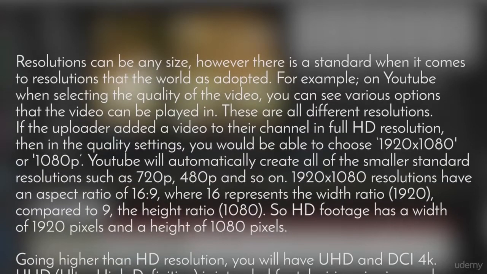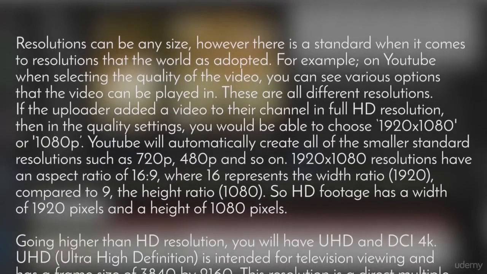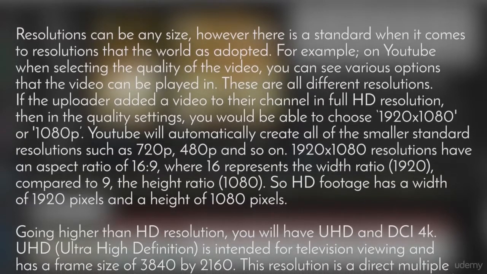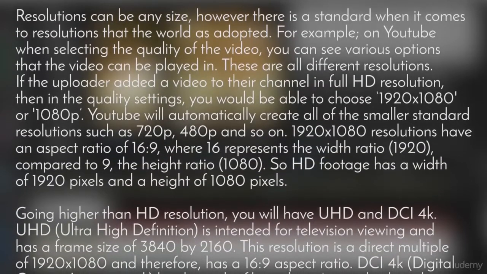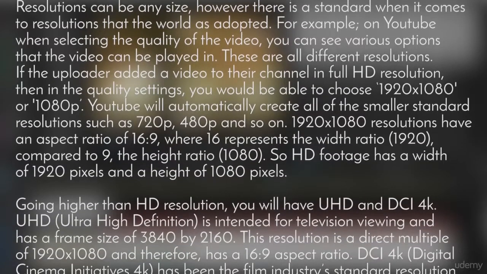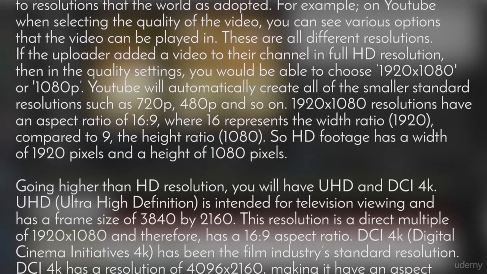1920 by 1080 resolutions have an aspect ratio of 16:9, where 16 represents the width ratio, 1920, compared to 9, the height ratio, 1080. So HD footage has a width of 1920 pixels and a height of 1080 pixels.